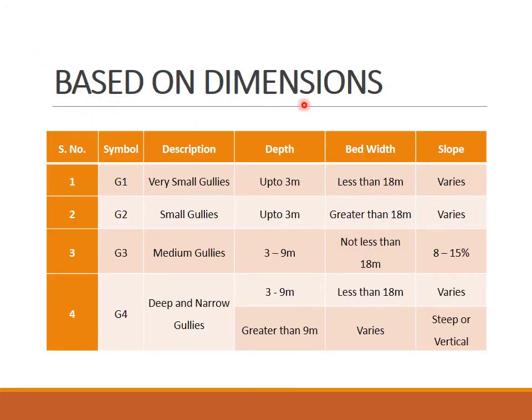Next one is based on dimensions. We classify gullies into four types, G1 to G4. Just have a look at how the depth, bed width and slope vary with respect to the different gullies. There are very small gullies, medium gullies, deep and narrow gullies. These are the four types. You just see how these things are varying.